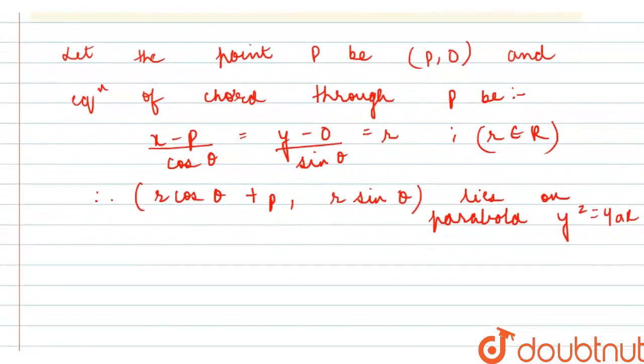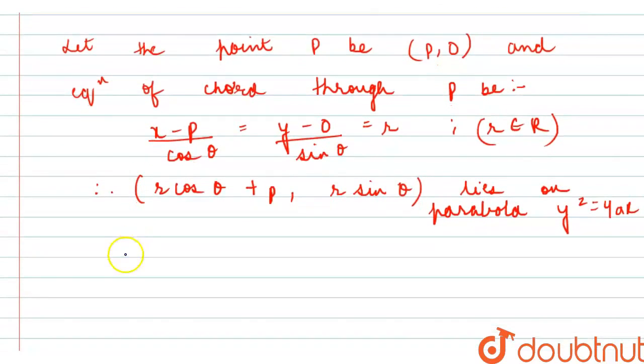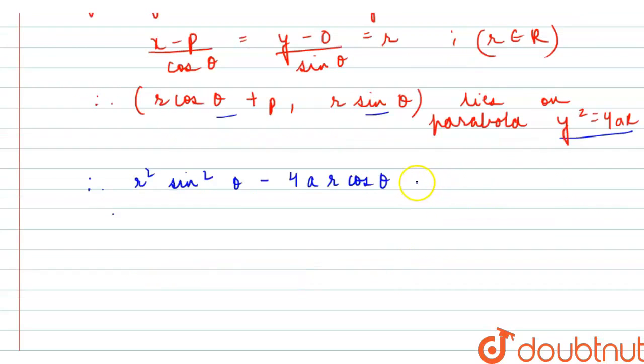Now we can say that therefore r square sin square theta minus 4a r cos theta minus 4ap is equal to 0. So this is basically, I have put this value of x and y, that is the coordinates, these x and y in y square is equal to 4x. So I have got this, let it be equation number x.